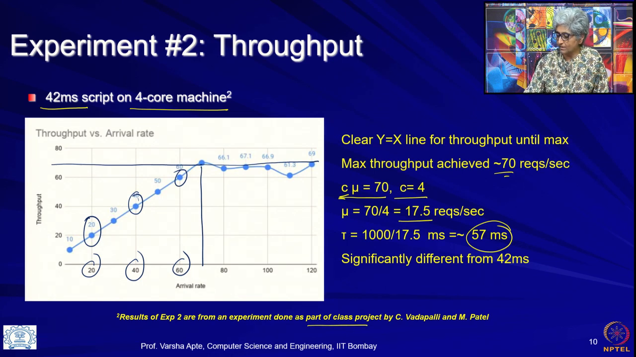So what is happening here is if I calculate from the throughput, if I try to estimate my tau, it is not matching this 42 milliseconds that well. I got 57, but I got 42 here. Okay. So just note this issue.